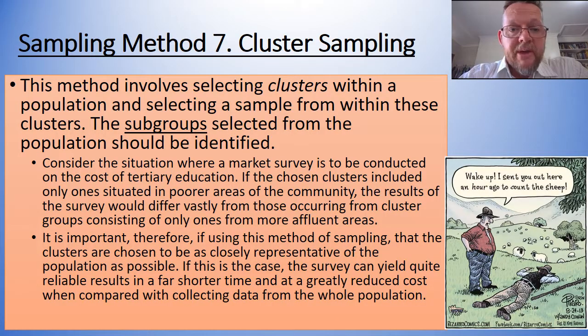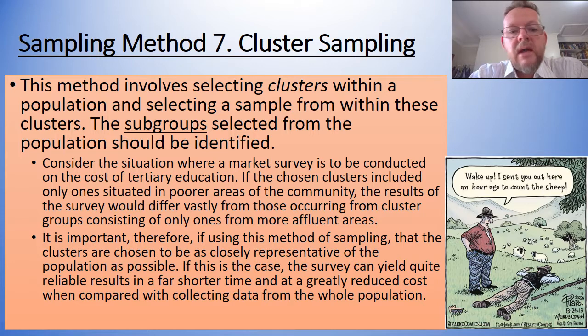The 7th method is cluster sampling, and this involves selecting clusters within a population. So these clusters or subgroups have to be identified. So let's have a look at a situation where a survey is to be conducted on the cost of a tertiary education.